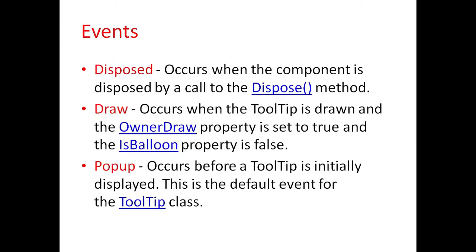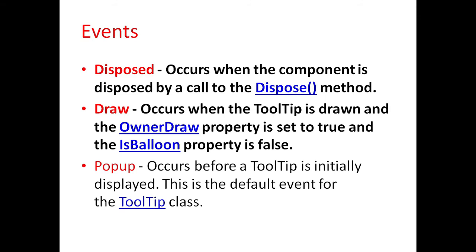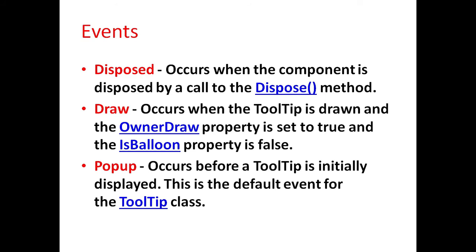Events. Different events for tooltip controls are: Disposed, which occurs when the component is disposed by a call to the Dispose method. Draw event occurs when the tooltip is drawn and the OwnerDraw property is set to true and the IsBalloon property is false. Popup event occurs before a tooltip is initially displayed. This is the default event for the ToolTip class.